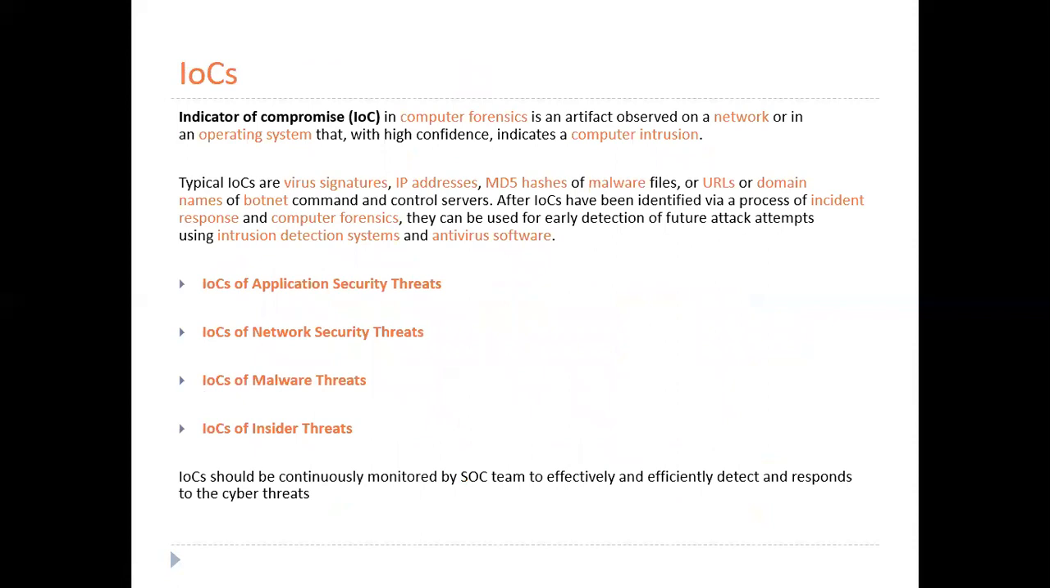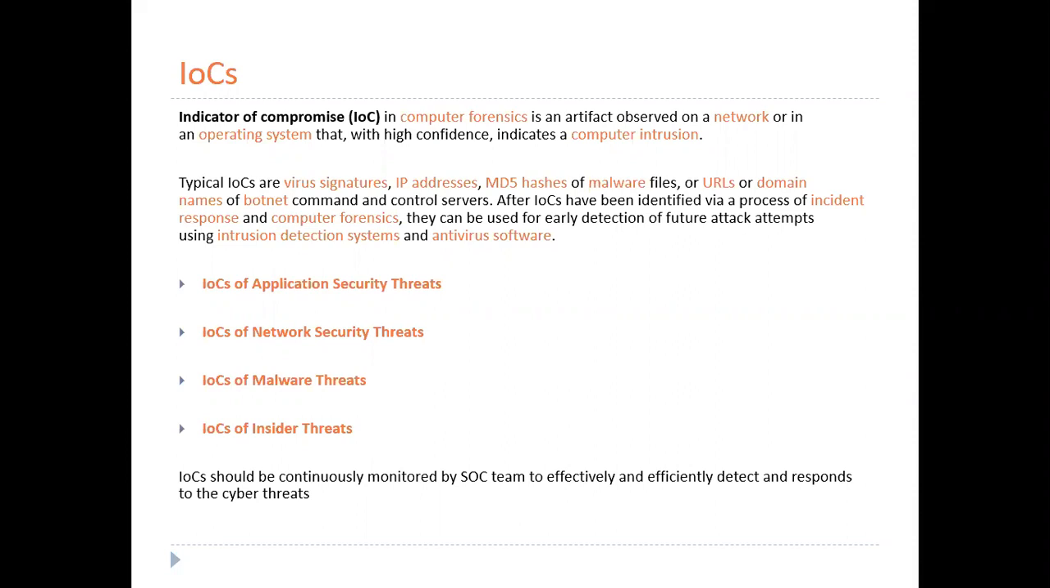The last section, I'm going to make it short because I think we are left with only 10 minutes. The last section is IoCs. IoCs are indicators of compromise in computer forensics. Basically, this gives us information about what kind of indicators are there which can tell us if your system is breached or if there is something malicious going on.